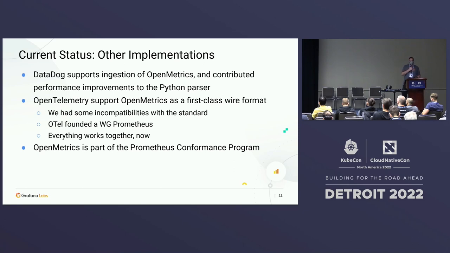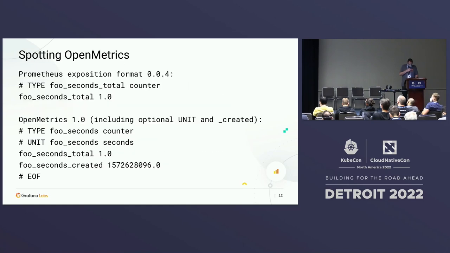OpenTelemetry. In the early years, there were some bumps in the road, but those have been completely wiped out, so to speak. I myself am by now an OpenTelemetry voting member, just based on all the contributions to make sure that everything is and remains compatible, which is super nice. And also for the Prometheus Conformance Program, that's officially part of it.